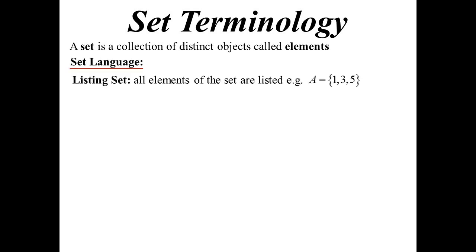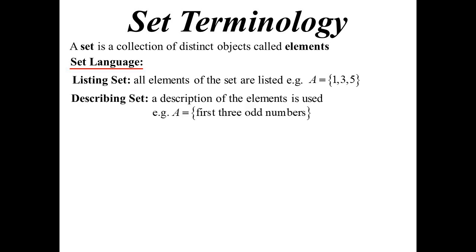Okay, we could have a listing set, and that's simply where we list all the elements inside the set. So set A I've called there is 1, 3, 5. We could have a describing set, where rather than listing them, we just describe what they are. So set A, I could say, oh, that's the first 3 odd numbers. So it's the same set, just a different way of describing them.